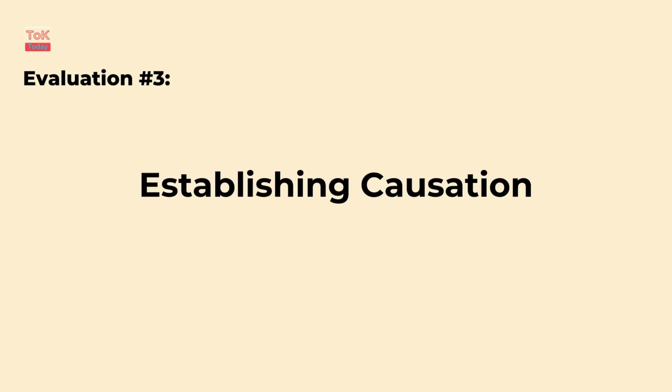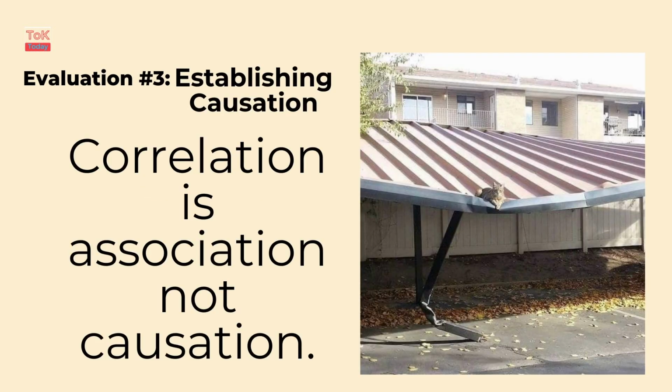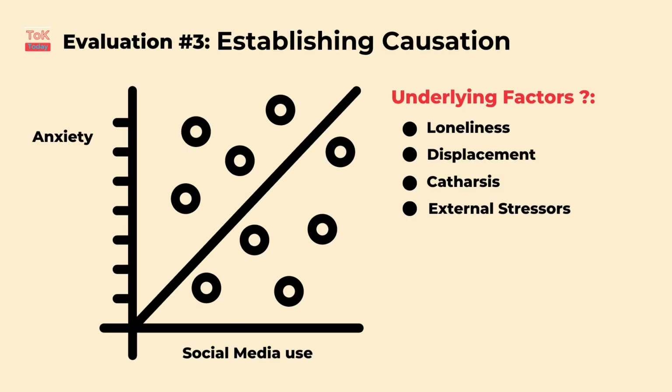Evaluation point 3, establishing causation. Now, let's discuss the problems of establishing causation, especially with correlation designs. Correlational studies identify relationships between variables, but they don't establish cause and effect. As is often said, correlation is association, not causation. For instance, a study might find a correlation between social media use and anxiety, but this doesn't prove that social media use causes anxiety. There could be underlying variables influencing both factors.